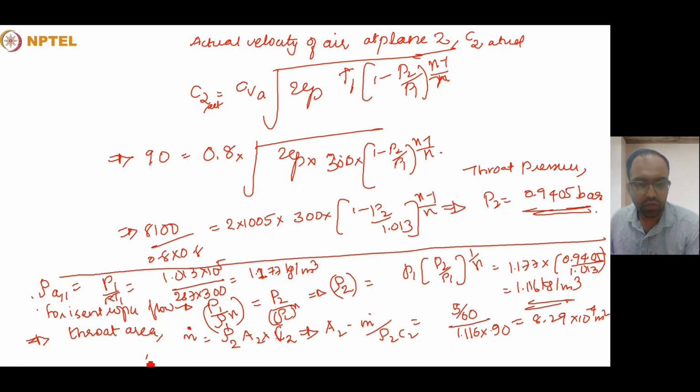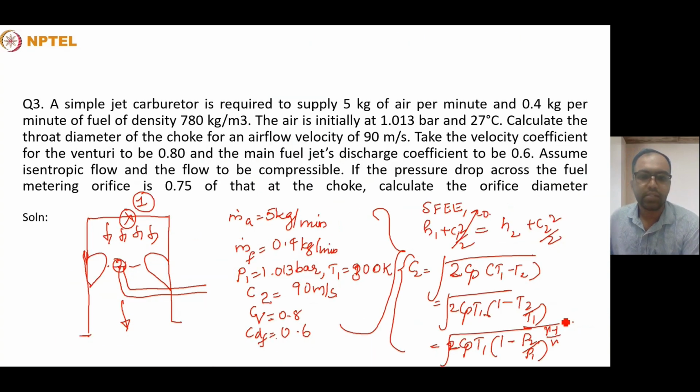So this A2 is equal to pi by 4 into D2 squared. So for calculating D2, the diameter of the throat will be equal to 3.25 centimeters. So we have calculated the diameter of the throat from the mass flow rate of the air. But the next part of this question, we need to calculate the orifice diameter, the diameter through which the fuel comes to the carburetor.